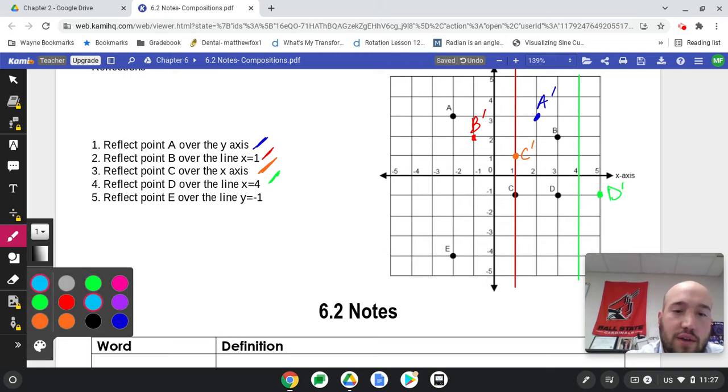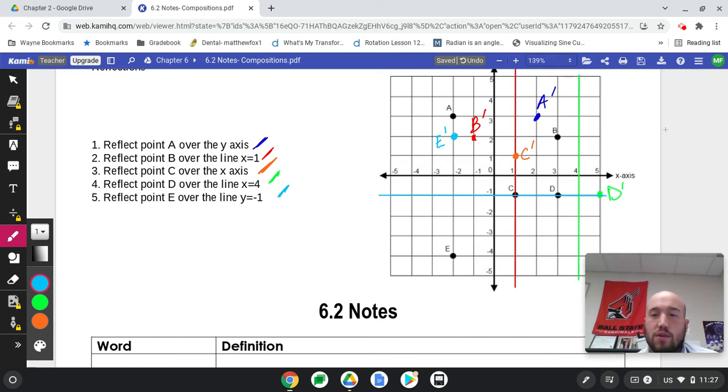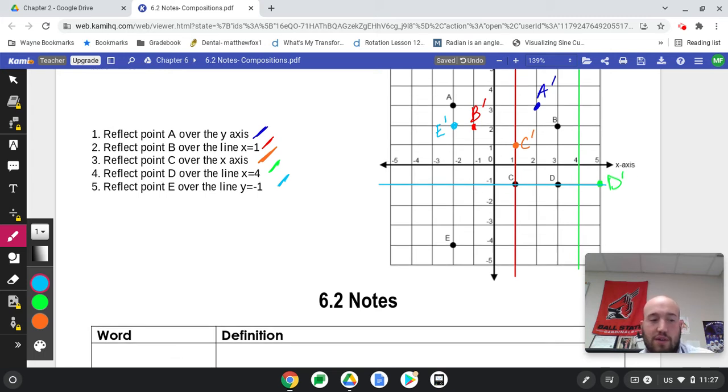Our final one then, through the line y equals -1. So y equals -1 cuts through the y-axis at -1. So E is 1, 2, 3 away. So 1, 2, 3 past. And that would be E prime. And that is how you do those. So all 5 reflections on one graph, we just do each of them one at a time. Find your line of reflection and then reflect it.